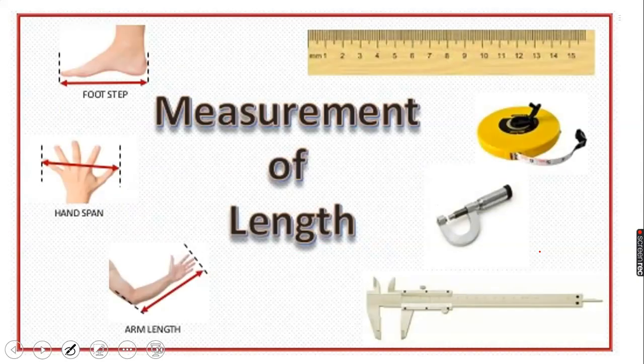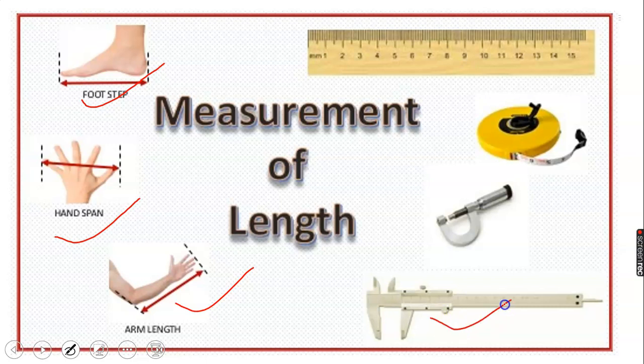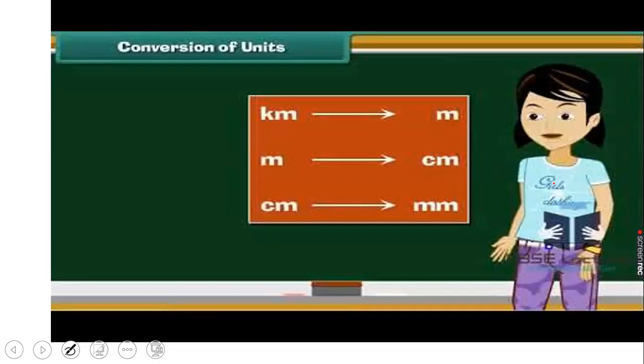As you can see what I've just measured, we can use footstep to measure, we can use our arm span, we can use our arm length, we can use this vernier caliper, this is tape rule, then this is ruler. They are used for measurement. This also is vernier caliper. So we can use them for measurement. It's just the distance from one point to the other.